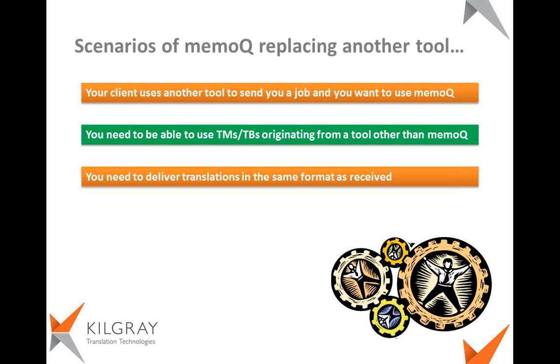Probably I'm stating the obvious here, but let's just go through the very basics. So the scenario we are facing is that you probably have a client, or if you're a translator, you have a translation agency that wants to send you a translation job in a Trados format or Wordfast format, but you want to be able to use MemoQ and work with MemoQ instead.